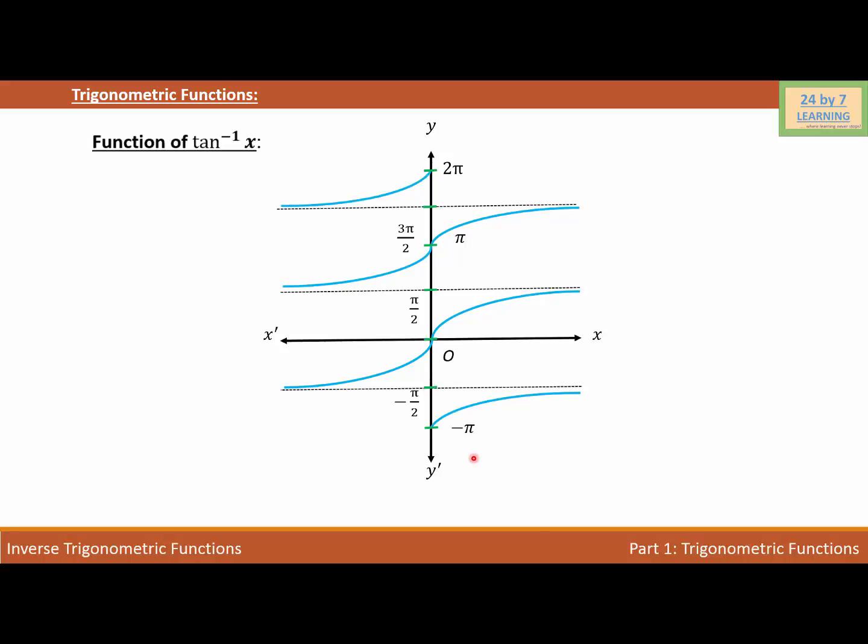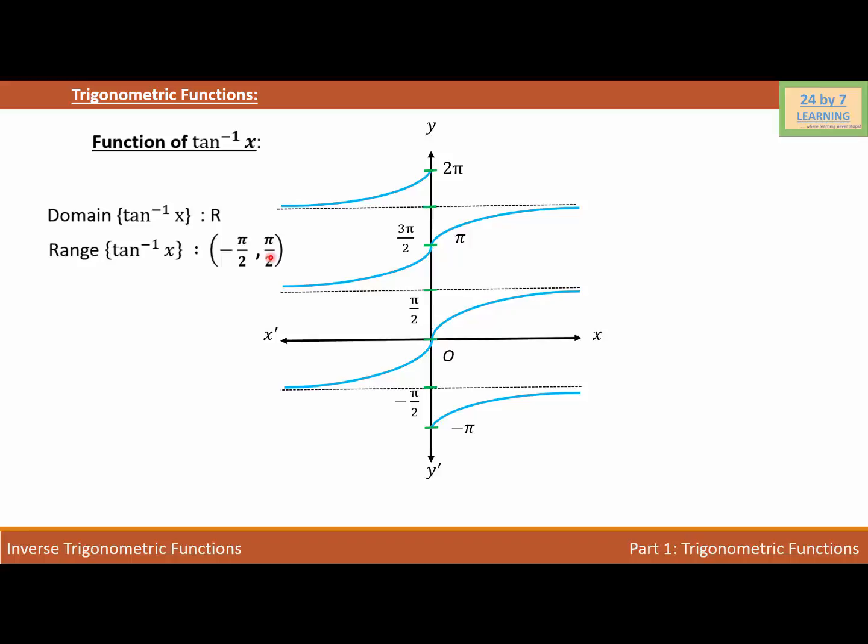Now let's talk about the domain and range of the tangent inverse function. As you can see, the domain of the tangent inverse function is any value on the number line. That is basically all the values from negative infinity to positive infinity. And the range for the tangent inverse function is negative pi over 2 to pi over 2.